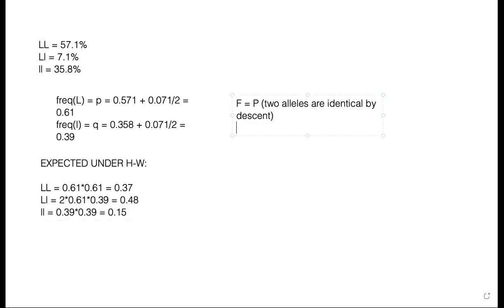We can calculate this as equal to 1 minus the observed over the expected heterozygosity. That capital H is heterozygosity, and all that is the frequency of heterozygotes in the population.